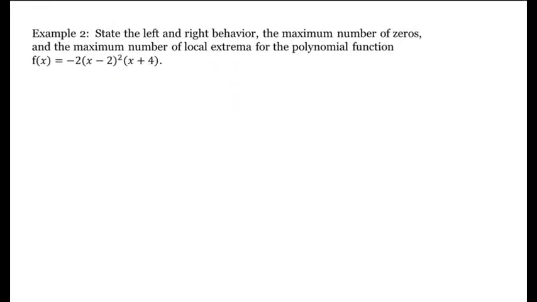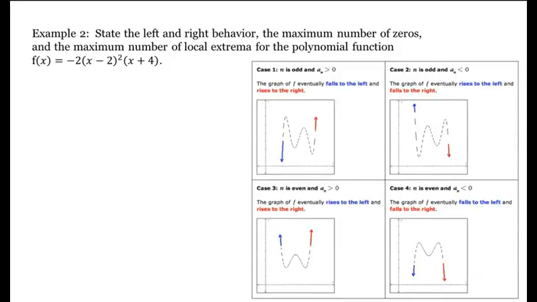Let's state the left and right behavior of this polynomial here, as well as find the maximum number of zeros and the maximum number of local extrema. All right, let's start again with the left and right behavior. Which of these four cases are we in? Well, what is the degree and the leading coefficient of our polynomial here? If we multiplied it all out, we'd have f(x) is equal to negative 2x^3 plus a bunch of other stuff.